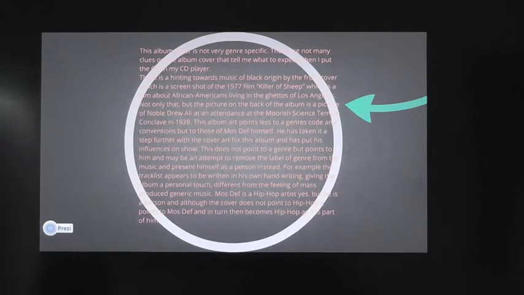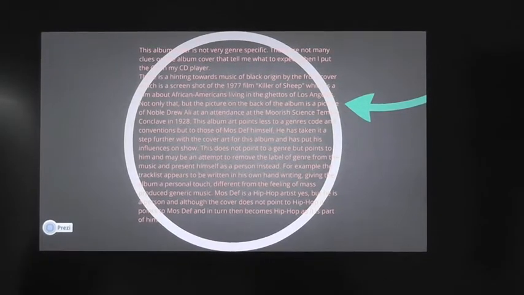This album is not very genre specific. It's not very evident who it's aimed for, and you don't really know what you're going to hear when you put it in your CD player. It's hinting towards the music of Black origin, and the front cover shows that because this is actually from a screenshot of the 1977 film Killer of the Sheep, which is about African Americans living in the ghettos. Not only that, but the picture from the back of the album is a picture from the Noble Drew Elliott in attendance at the Morris Science Temple conclave in 1928.